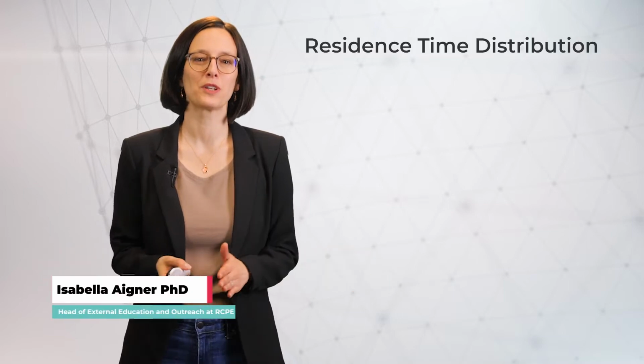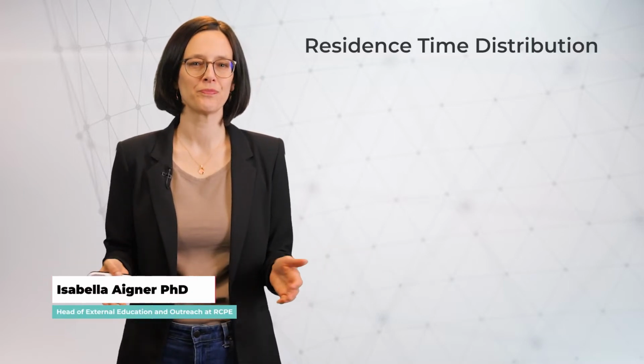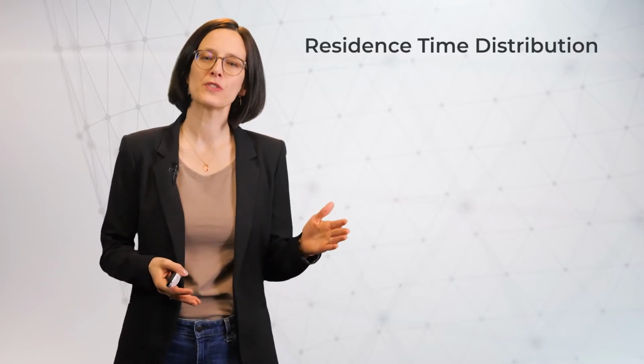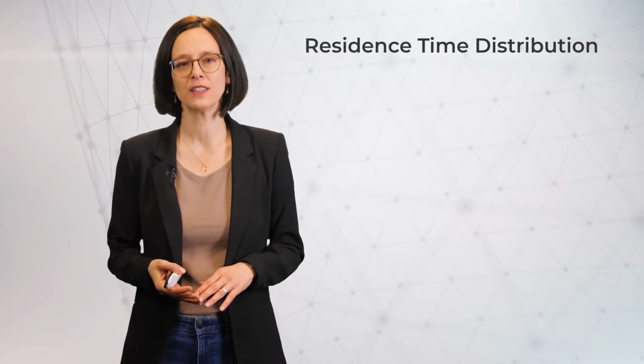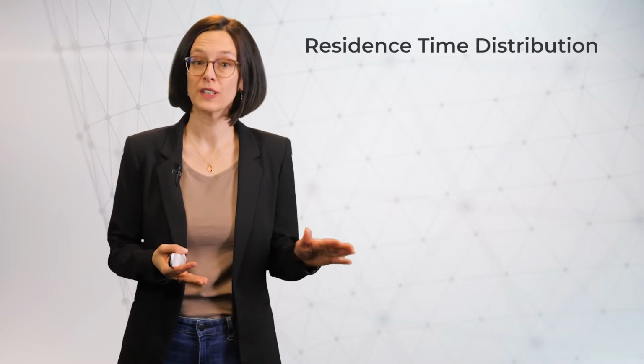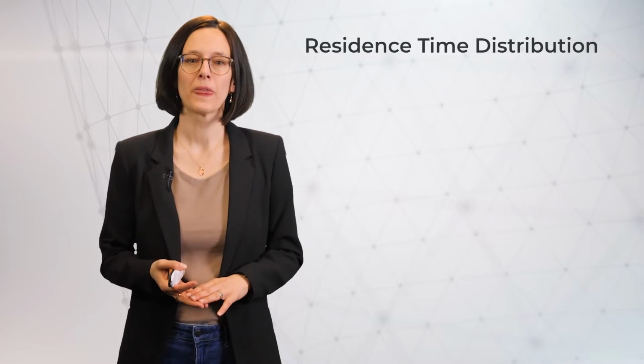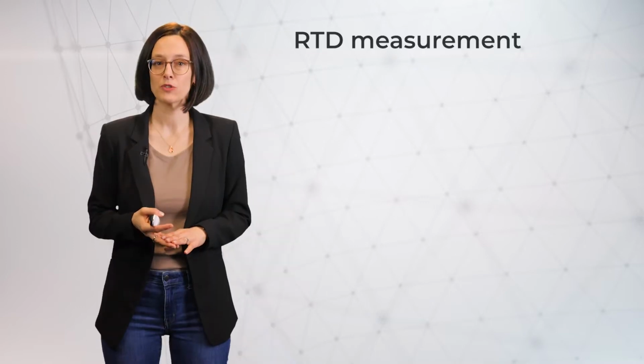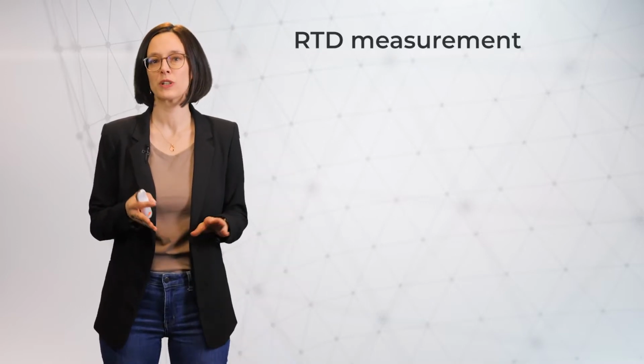And welcome back to the chapter on residence time distribution. We learned in the previous videos how to define the RTD and what an ideal distribution function looks like for different ideal process units. Now we look at RTD measurements. The residence time distribution is usually measured with a tracer.